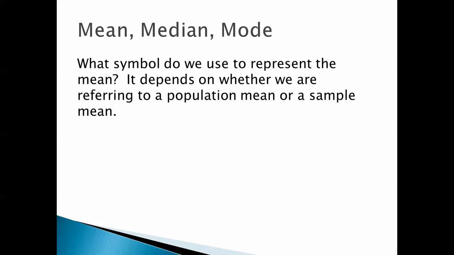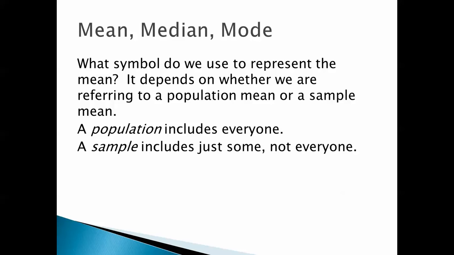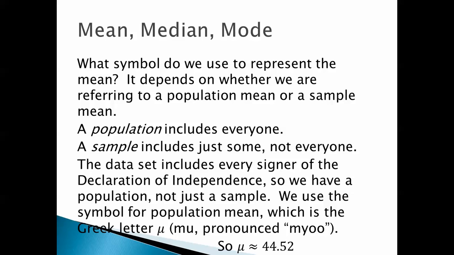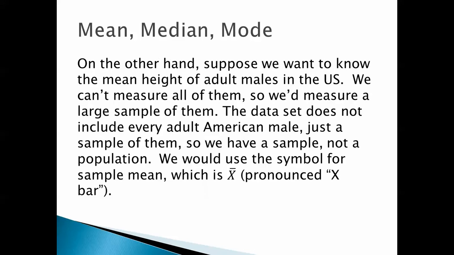It depends on whether we're referring to a population mean or a sample mean. Now, a population includes everyone. A sample includes just some, not everyone. The data set includes every signer of the Declaration of Independence, so we have a population, not just a sample. We use the symbol for the population mean, which is the Greek letter mu. So mu is about 44.52. That's the population mean.